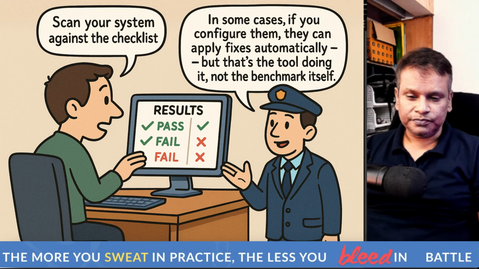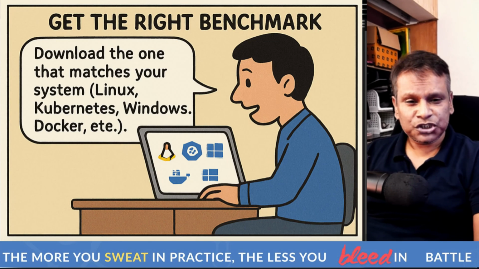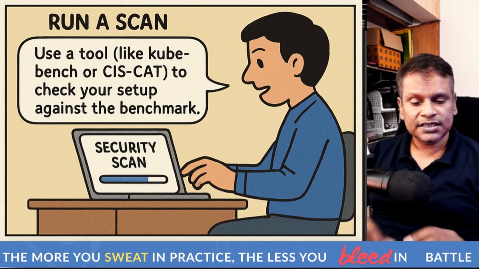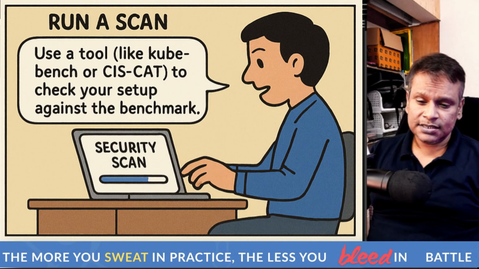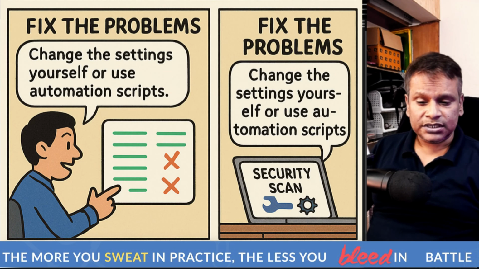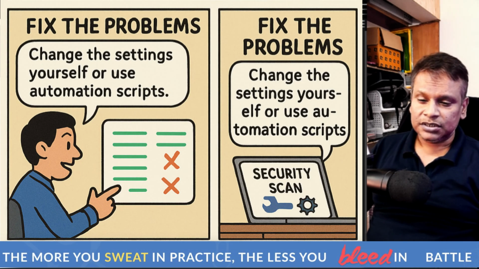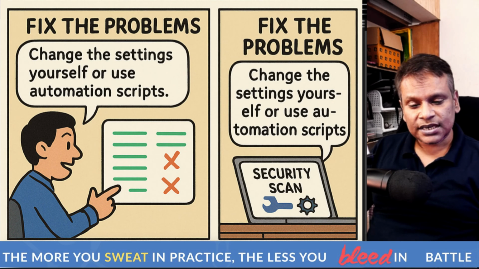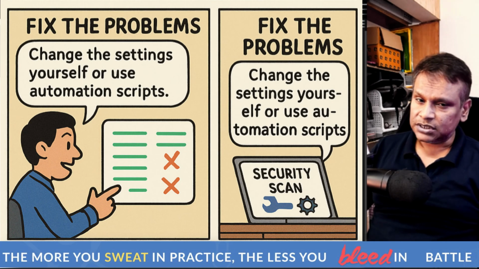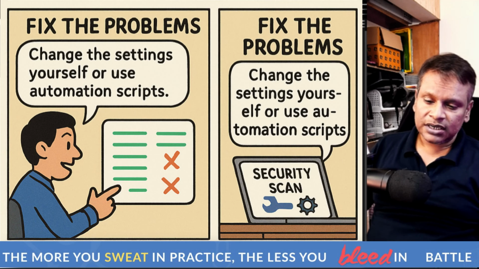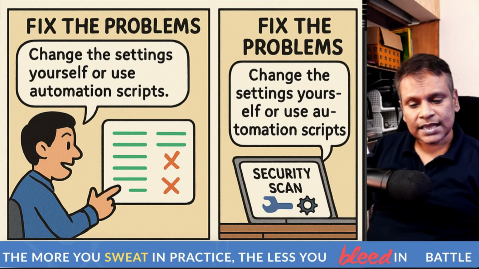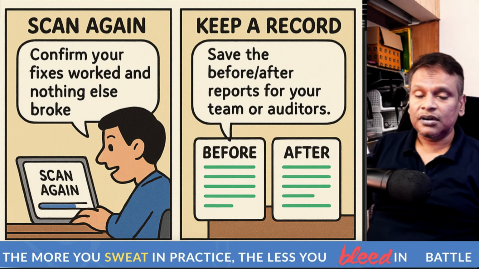So, how to follow? Step 1: get the right benchmark and run a scan. Use a tool like Kube-bench or CIS-CAT to check your system against the benchmark. Read the results. It's very easy to read, and the failed ones are potential security gaps. Fix the problem, changing the setting yourself or with a script, and scan again so that you can be doubly sure that whatever fixes you applied were applied successfully. Scan again, and keep a record.